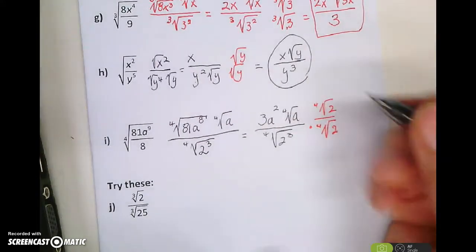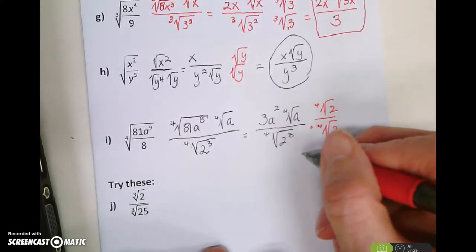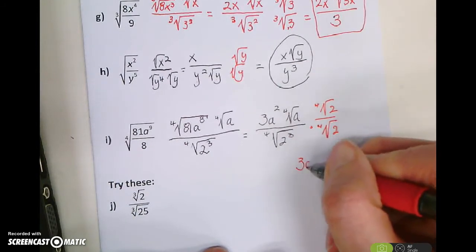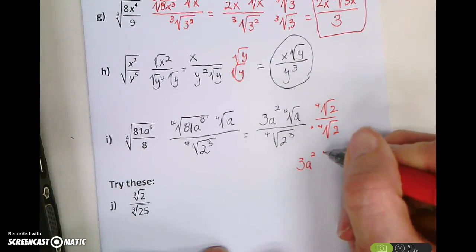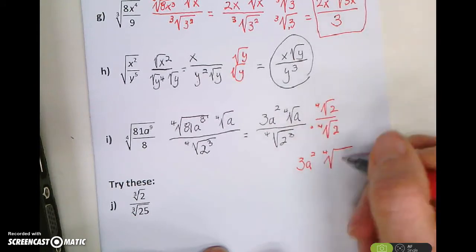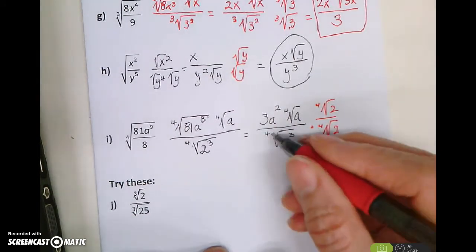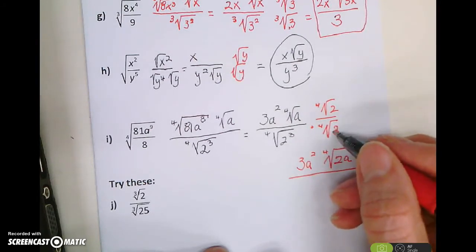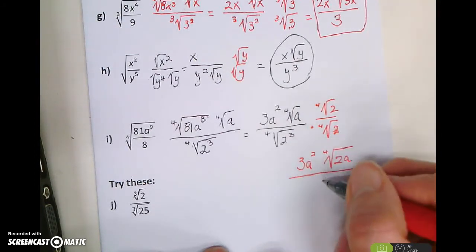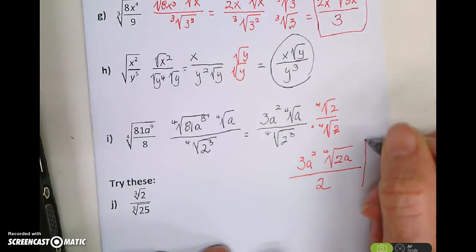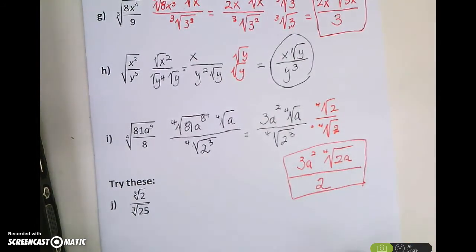And when I multiply that, I'm going to end up with 3a squared, fourth root of a times 2, so that's 2a, all over, and this is going to become the fourth root of 2 to the fourth, which is 2 for my answer.